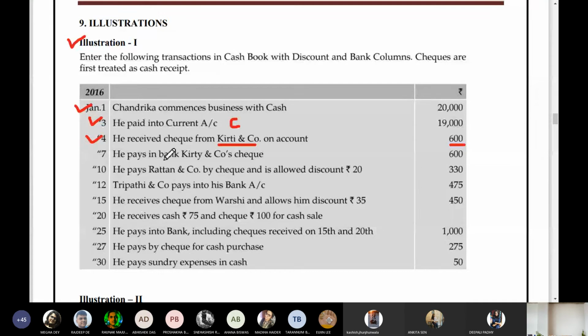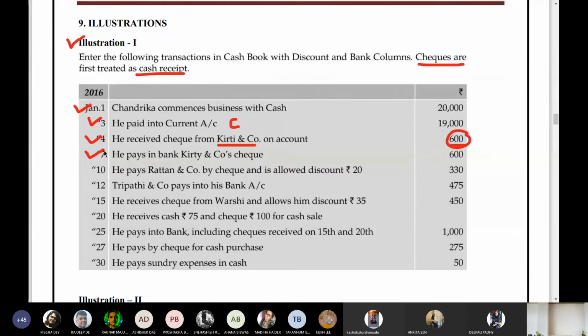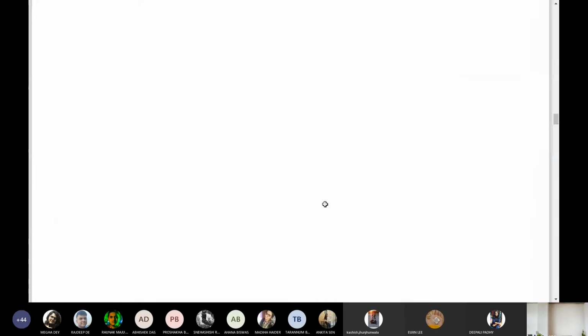Again, wait. Here, as the question clearly specified, the checks are first to be received as cash receipts. So this will not be recorded in the bank column. You have to write this 600 rupees in the cash column. Why? Because this check was deposited into bank 3 days after, that is on 7th January. So I am showing you the solution. Just check this. I am solving this.